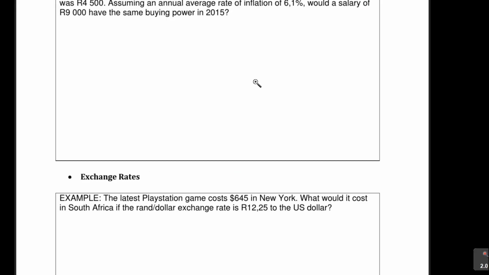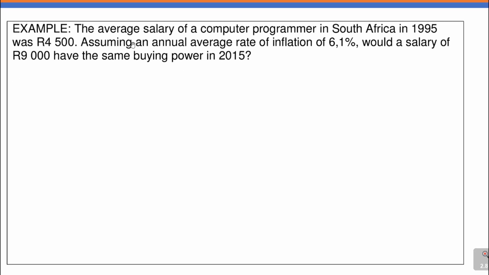Okay, let's look at the other one. It says the average salary of a computer programmer in South Africa in 1995 was 4,500, assuming an annual average rate of inflation of 6.1%. Would a salary of 9,000 have the same buying power in 2015?